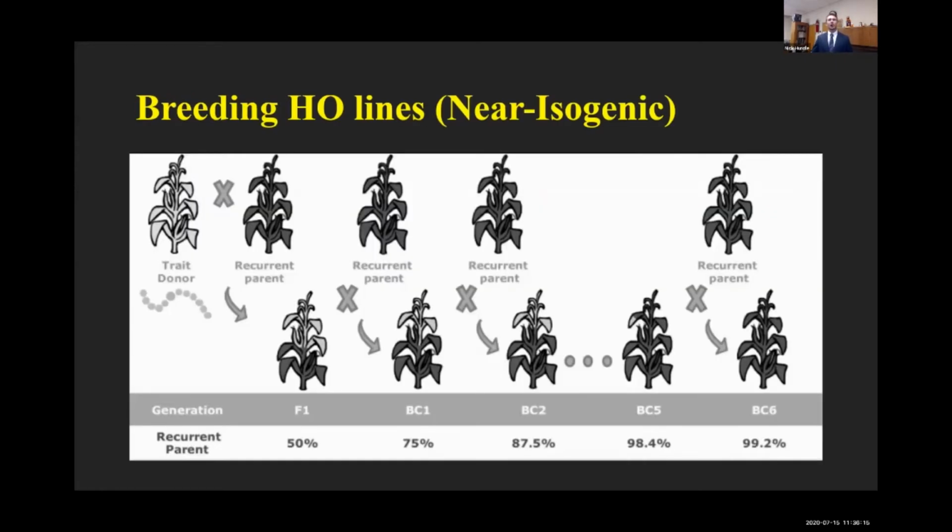So how exactly are these HO lines developed? The ones that we use for our study are considered near-isogenic, meaning that the breeders took a trait donor and they bred it with a recurrent parent to create the F1 generation. They took this F1 generation and bred it back with the recurrent parent several times to create the BC6 generation, which is about 99.2% of the parent germplasm while still carrying that HO trait.